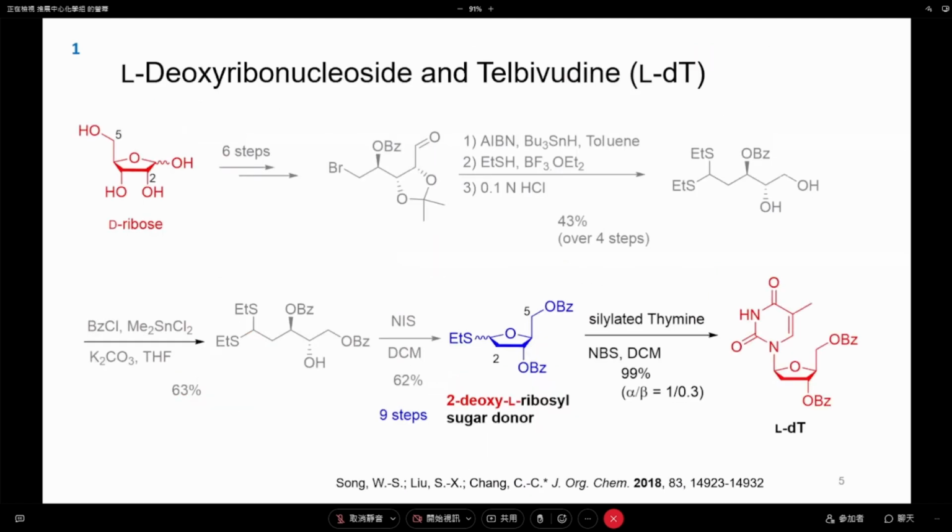And the third part: once we have the very good method to make 2-deoxyribose, we switch to the D-ribose. We wish to construct a sugar donor for glycosylation reaction with nucleobases to eventually produce the LDT, which is used for the treatment of hepatitis B infection. This is long; we spend 9 steps to prepare this 2-deoxyribosyl sugar donor, ready for glycosylation reaction with thymine to produce this commercial drug.